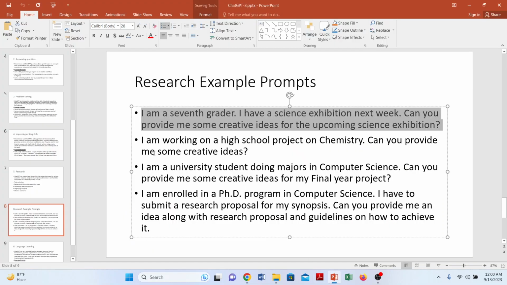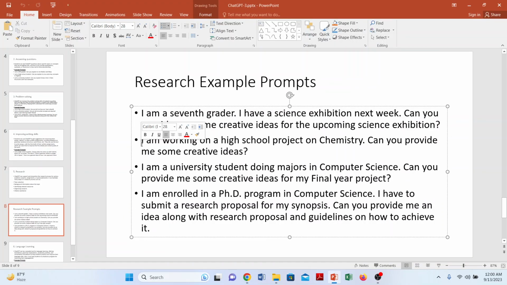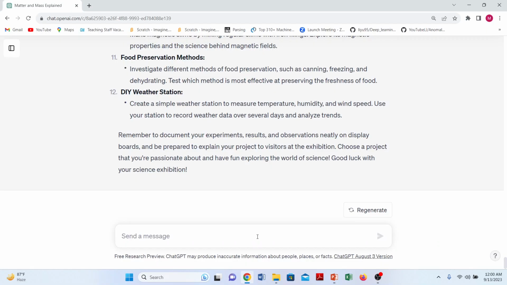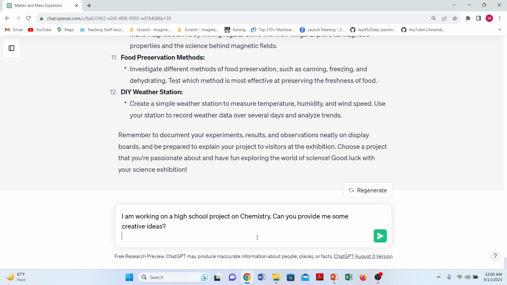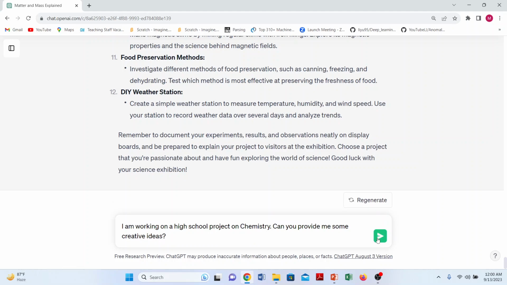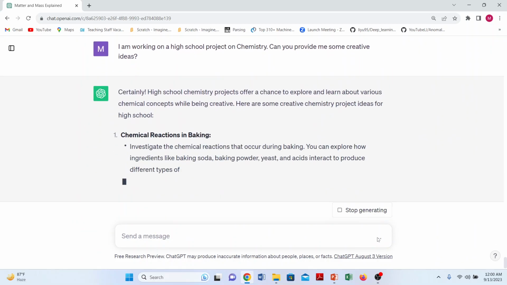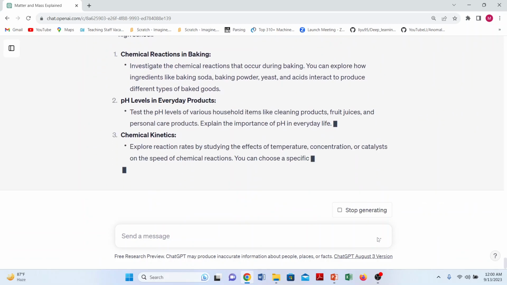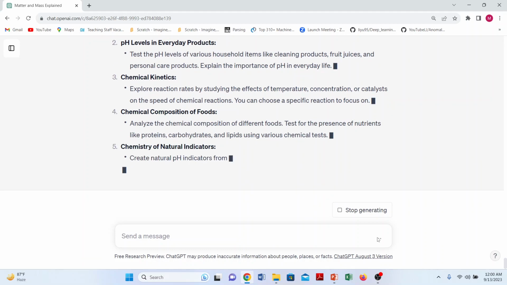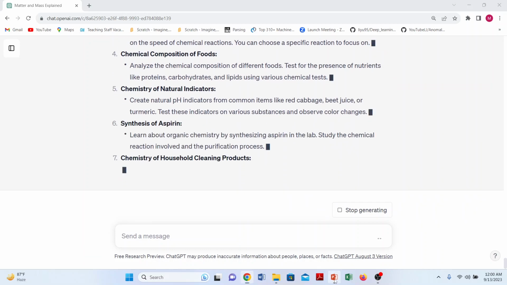Now, if you are in high school and you have a term project on chemistry, you can use this prompt: I'm working on a high school project on chemistry. Can you please provide me some creative ideas? Here you are getting some ideas which are related to chemistry projects.